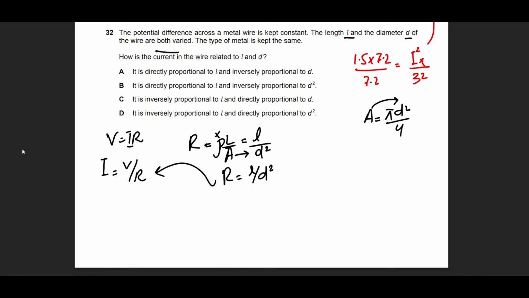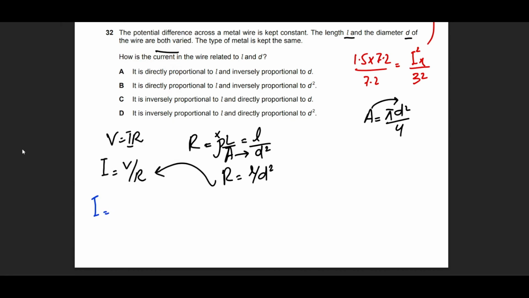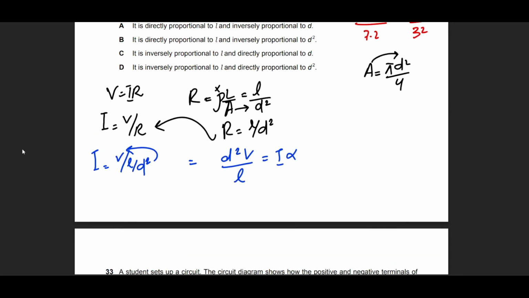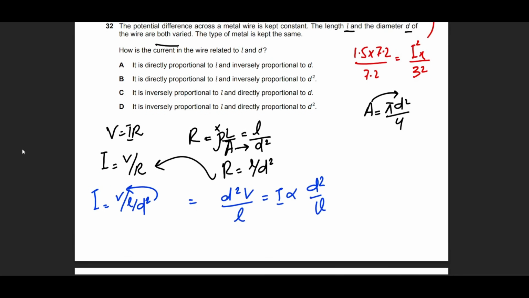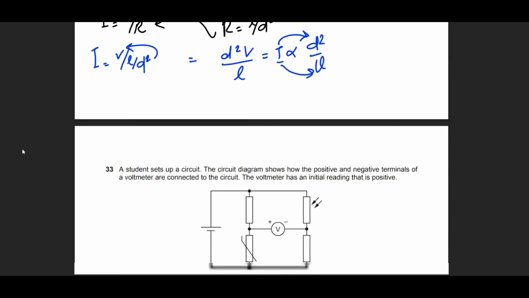Now let's replace R over here. What do we get? We get I equals V divided by L divided by D square. D square goes to the numerator. So this comes out as D square V divided by L, which equals current I. So I can see that I is proportional to D squared divided by L. So what equation represents this? What theoretical answer gets close to this? So yes, inversely proportional to L, directly proportional to D squared. This is the answer. D will be the answer.